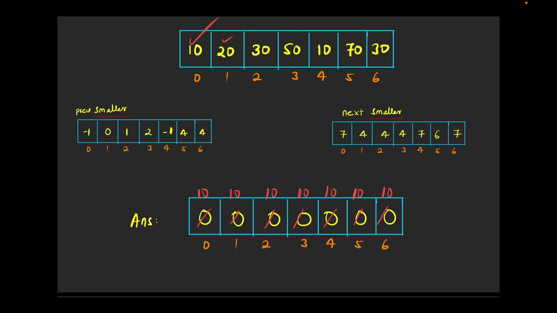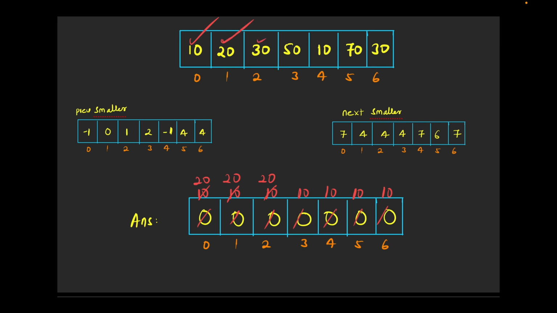So let's move to 20. I will ask, hey 20, for how much window size are you smaller? Okay, so 4 is my right smallest, minus 0 minus 1, which is nothing but 3. So 20 is smaller for window size 3, that is 20, 30 and 50. So go and update for window size 3. 20 is greater than 10, and 20 is greater than 10, and 20 is greater than 10. Okay, now I'm done with 20.